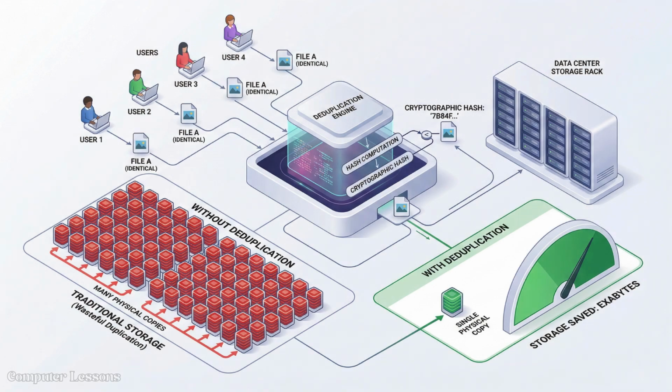Cloud storage providers use a technique called deduplication to avoid storing the same file multiple times on their servers. By comparing the cryptographic hash of files, the system keeps only one physical copy for all users. This cross-file compression saves exabytes of space across massive data centers.